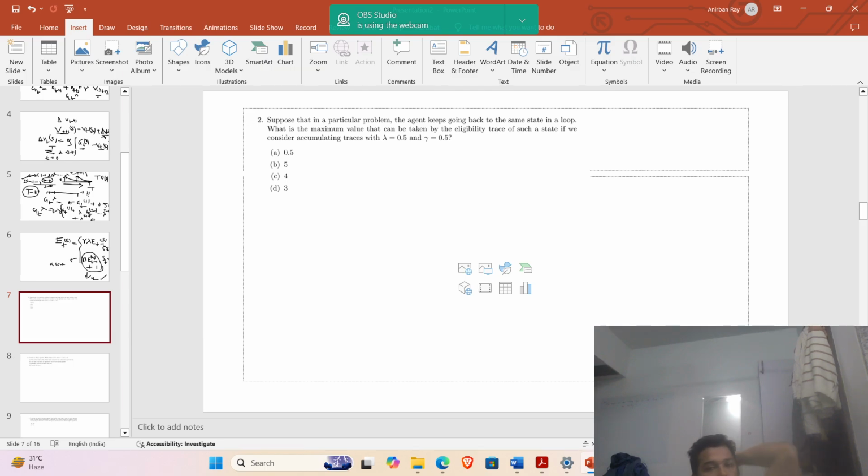Okay, so in a particular problem, the agent keeps going back to the same state in a loop. So this is our state, it keeps going back in a loop to the same state. What is the maximum value that can be taken by the eligibility trace of such a state if you consider accumulating traces with lambda 0.5 and gamma equals 0.5?